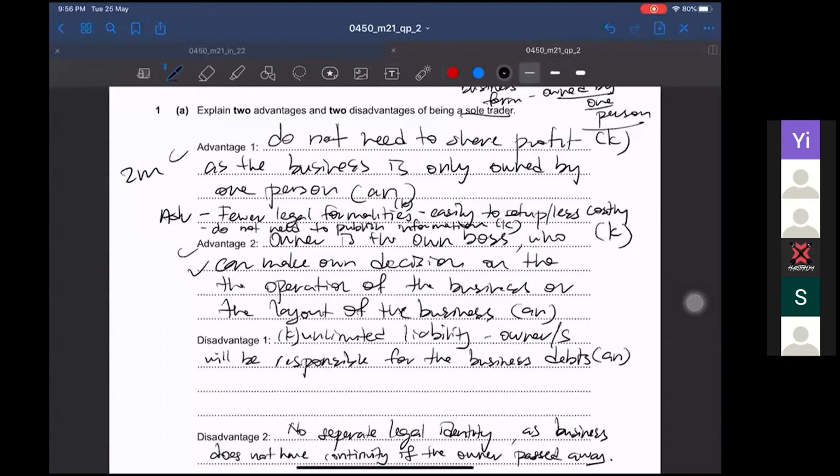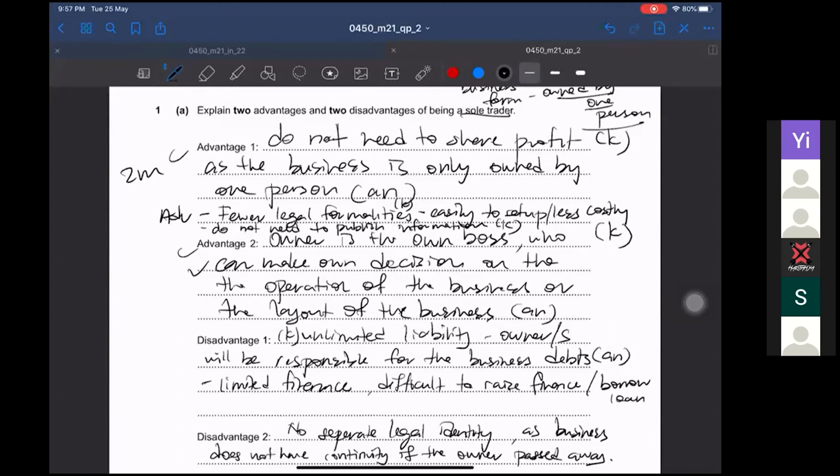Another important disadvantage of being a sole trader is about finance. You can write limited finance. Definitely, because there's only one owner, so it is difficult to raise finance or borrow a loan from the bank. Because the size of the business is too small, the bank will not be willing to lend money to the sole trader. So there is less opportunity for growth. You can use that for your analysis when facing limited finance.